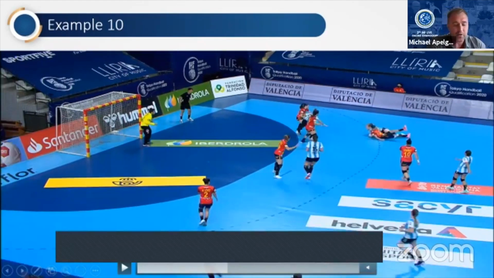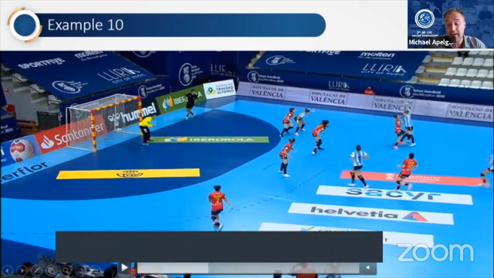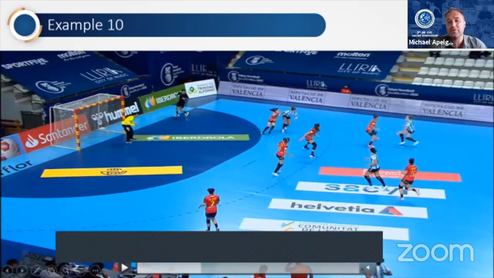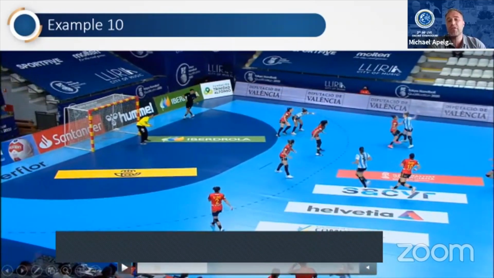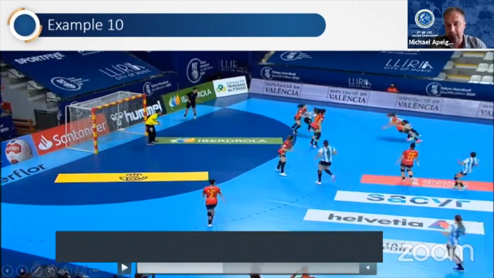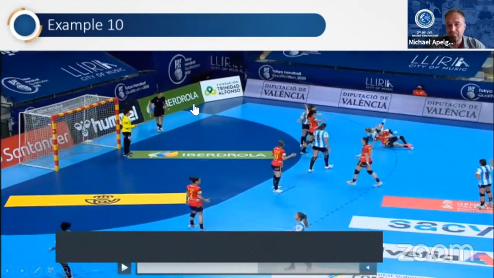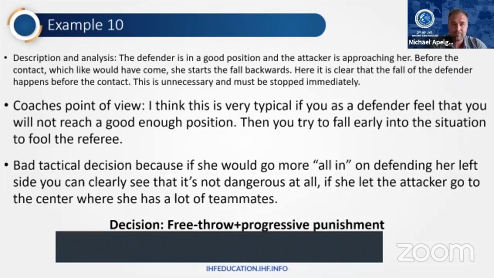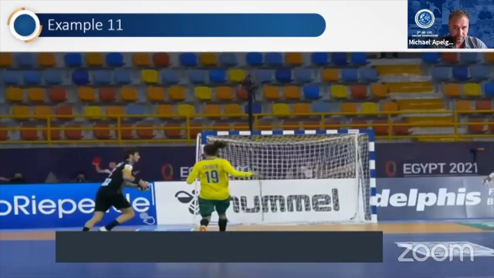she wouldn't need to do this. But I think, and referees can think about that sometimes, you throw yourself like this behind just because you feel that you're not really reaching. So therefore, I think she does what she does. So free throw for the attacking team and progressive punishment of the defender in this situation.